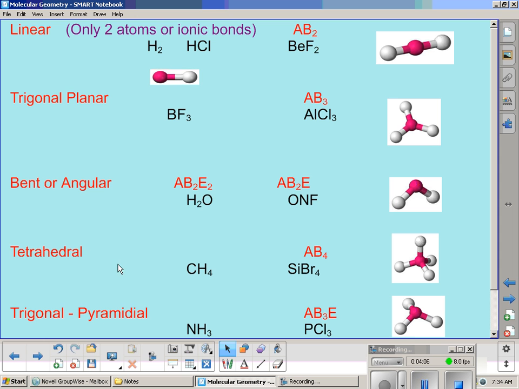Okay, our next shape, tetrahedral. Our pattern is A, central atom, and B4. So four atoms bonded to the central atom. You could have CH4, methane gas. You could have silicon bromide, SiBr4, four bromides, and it ends up looking like this.